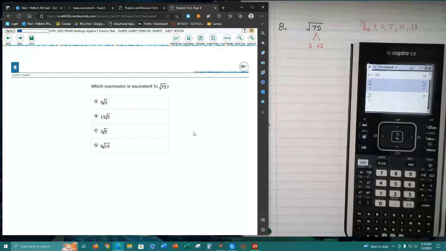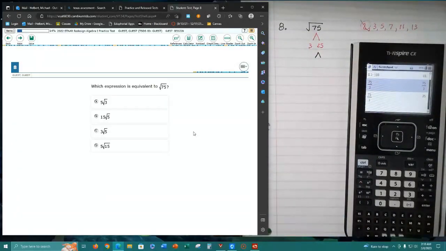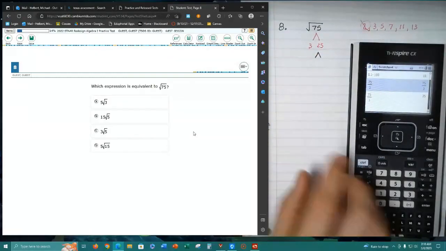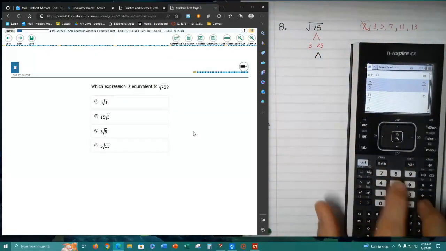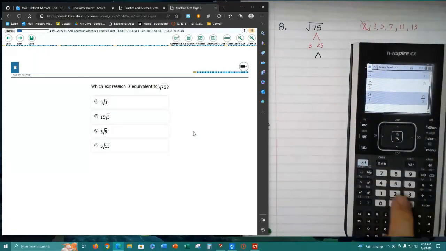Then we want to see if we can factor it again, unless you recognize it's a perfect square. Now, I recognize this is a perfect square, but some of you may not have, and if you didn't, don't worry about it. We'll just try to do the division again. If you're not sure what numbers can divide into it, you can start with 2. If it doesn't work, go to 3. If that doesn't work, go to the next number, which is 5.